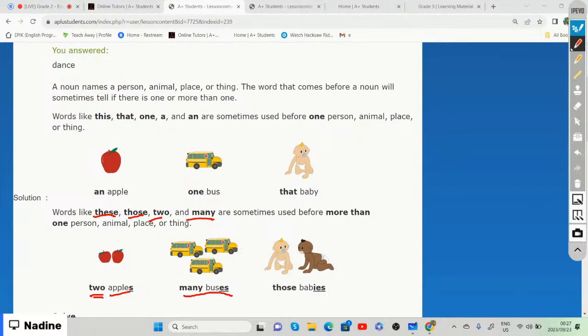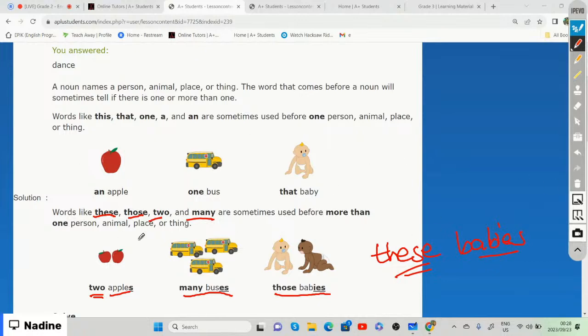Instead of saying that baby, that refers to one. If you're making mention of more than one baby, you can say these babies or those babies. Those babies refers to babies that are over there. And then we have these babies, that refers to over here. It's like when it's babies or things that are close by, or closer to where you are. These over here, those over there.